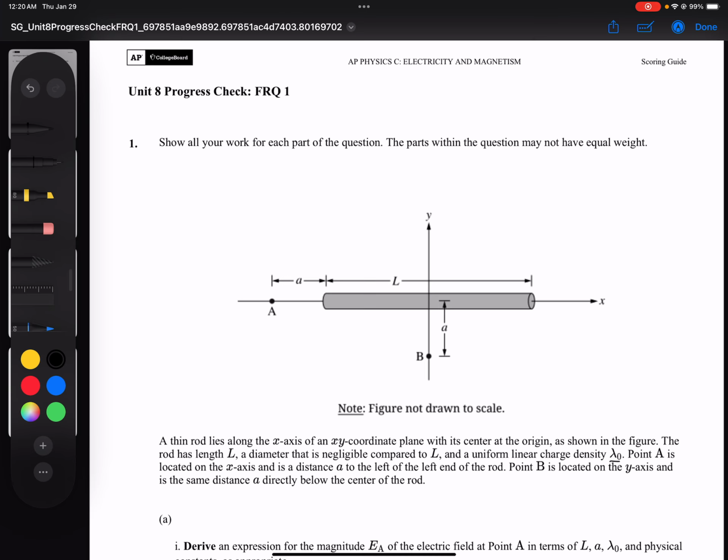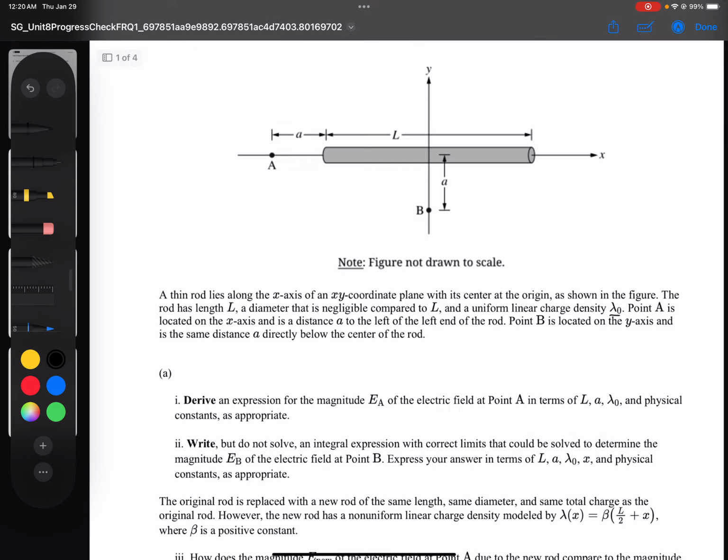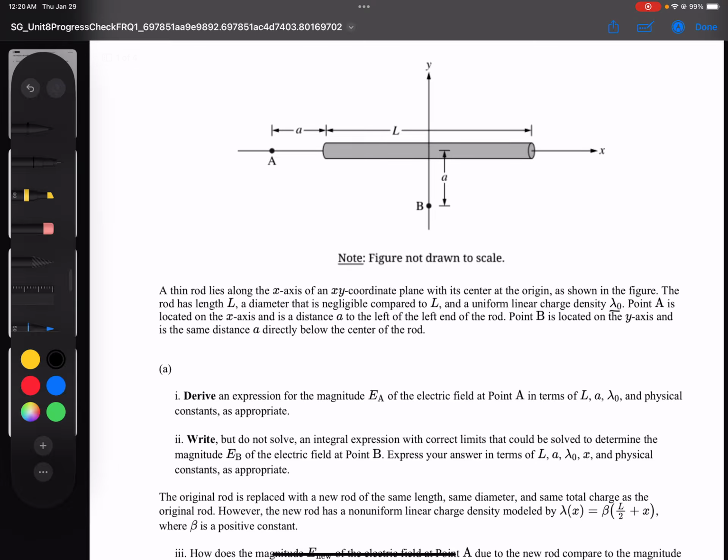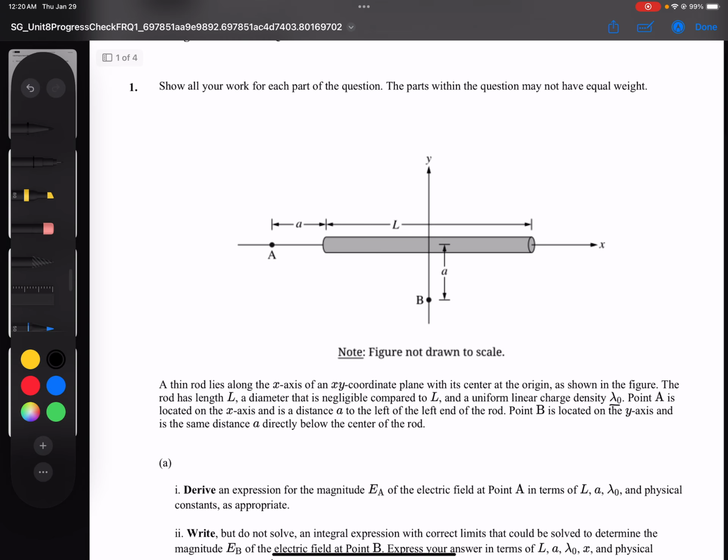We have point A, that is a distance lowercase a away from the end of the rod, and we have point B that is also the same distance from the rod, but it's underneath the rod and it's at the midpoint. So for the first question, we have to derive an expression for the magnitude of the electric field at point A in terms of L, a, lambda naught, and physical constants.